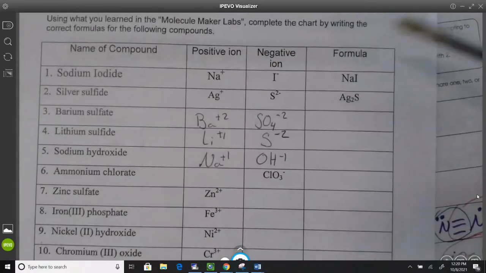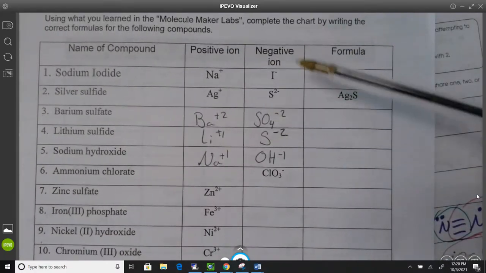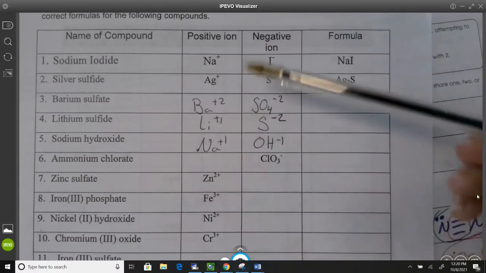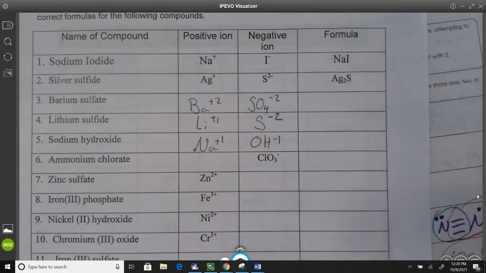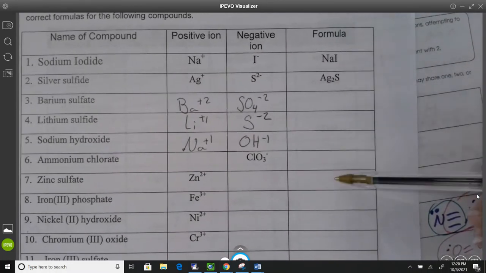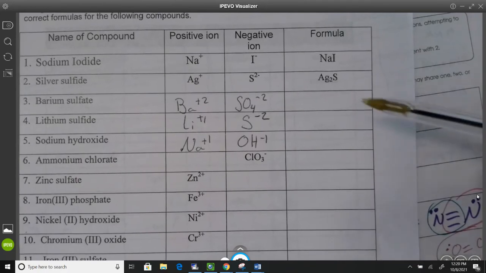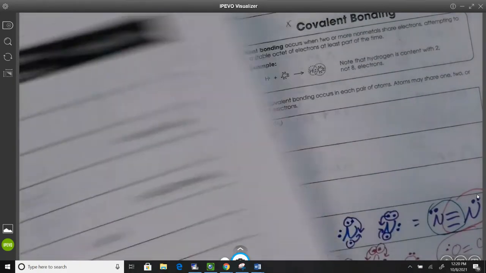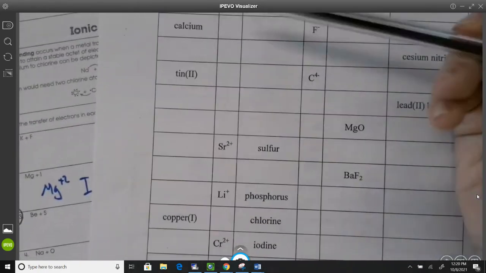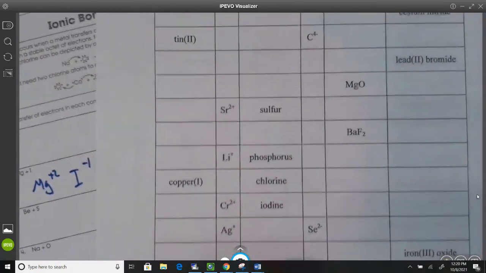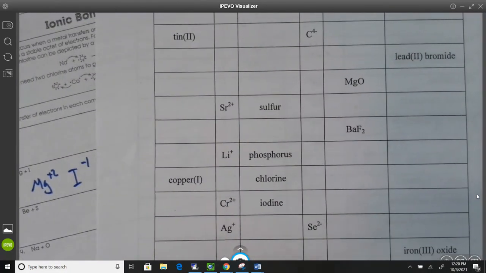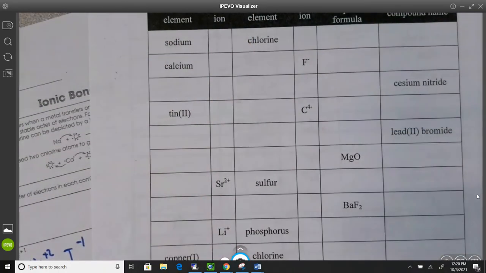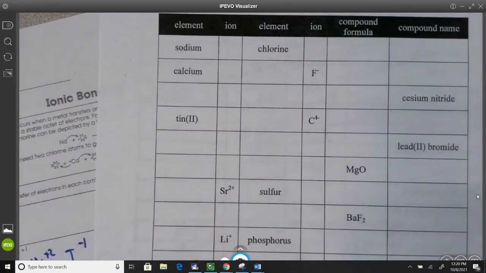For this right here, I really would like for you to focus mainly on identifying the positive and negative ions. I'm not worried about you doing the formulas here. That's going to come later. For today, I would like for you to kind of finish your element, ion, element and ion, element and ion.